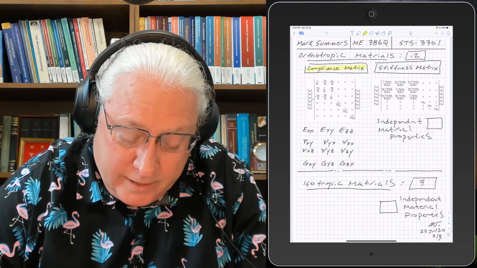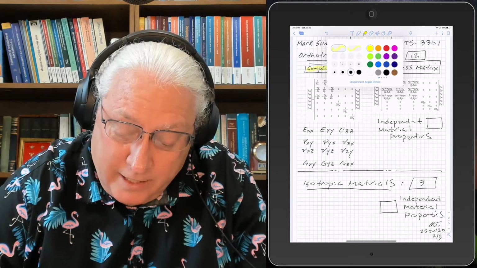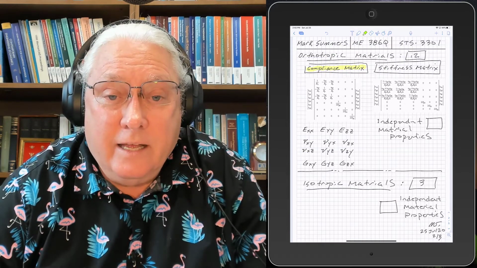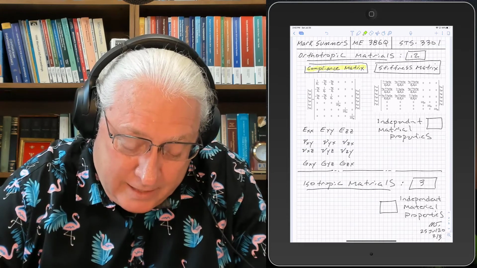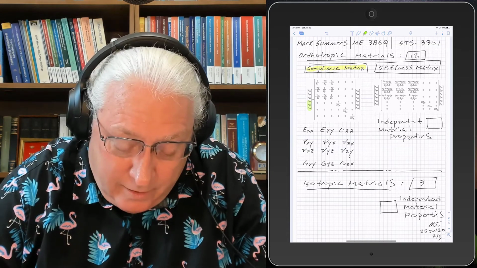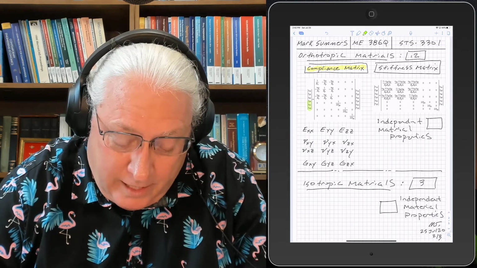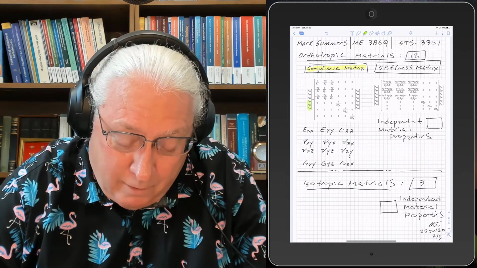Compliance matrix sets the strains over here, and the nomenclature is slightly different than what I'm used to. The first three epsilons, those are axial strains. And the other three, I would have labeled those gammas, if I would have made this chart. Those are the shear strains on all three faces. So they label them all as epsilons.